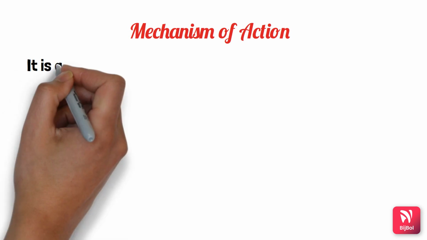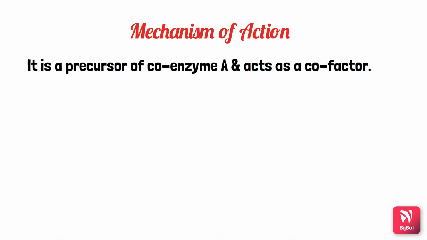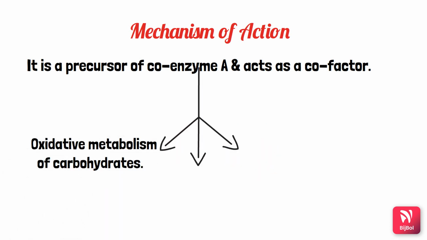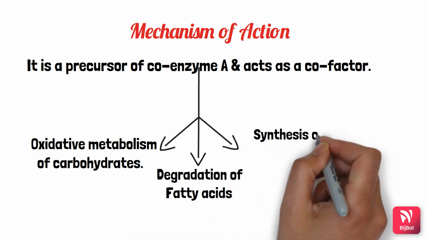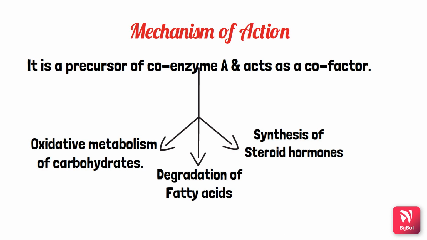Now coming to the mechanism of action of pantothenic acid, it is a precursor of coenzyme A and acts as a cofactor in various enzymatic reactions. So it acts as a cofactor in oxidative metabolism of carbohydrates, it is involved in degradation of fatty acids, and it is also involved in the synthesis of the steroid hormones.